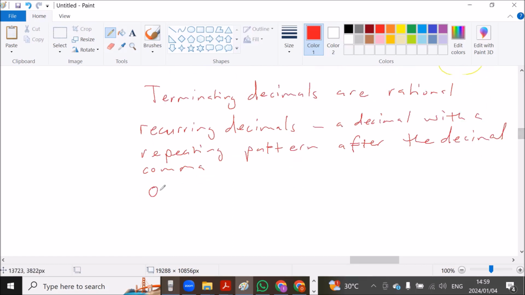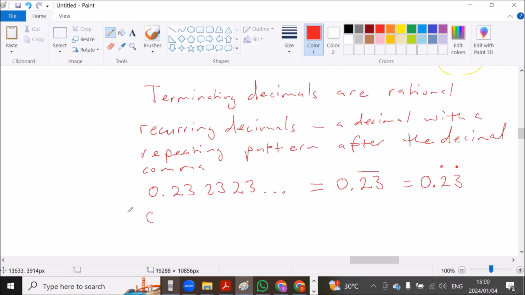Examples are 0.232323 and so on. So it goes on repeating 2323. So in maths, we write it as 0.23. Then we put a bar on top, or we put 0.23 and put 2 dots on top to show that it is recurring.